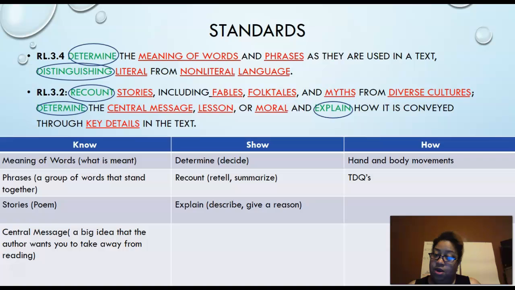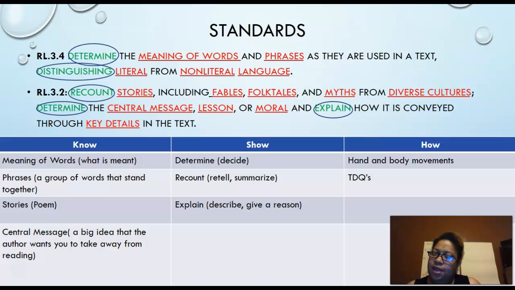Now, our show, that's the actions that we're going to take, and of course they're circled and written in green. And of course, once again, I told you we're not covering all of the standards in its entirety, only parts of. And so those three actions will be to determine, which means to decide, and recount means to retell or to summarize, and explain means to determine or to give a reason. So these are the actions that we're going to take in order to show.